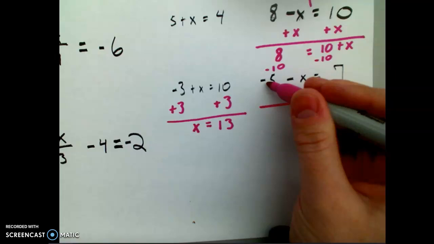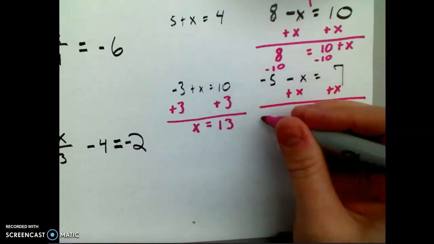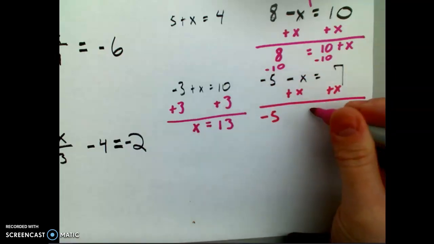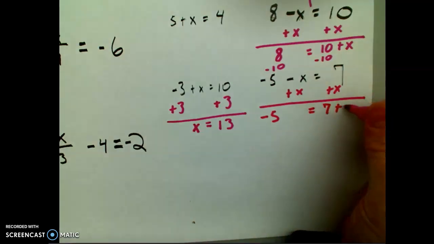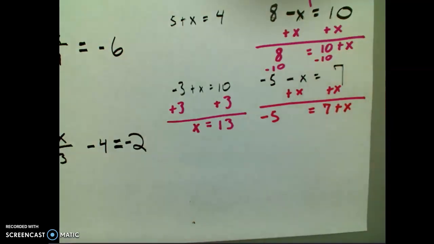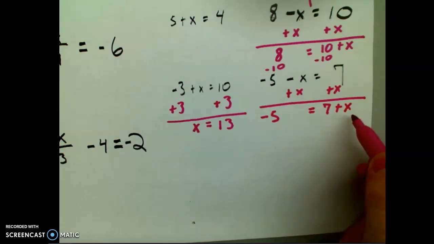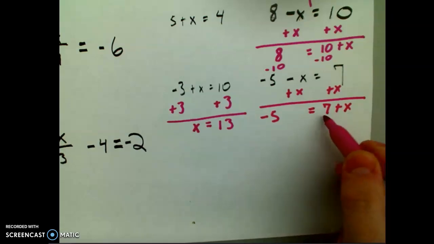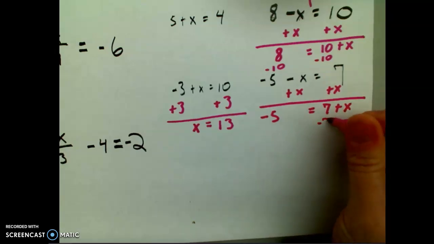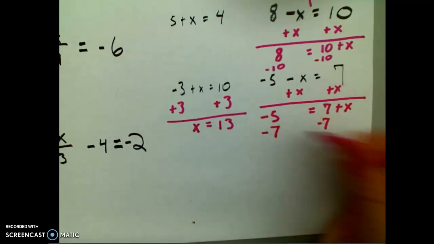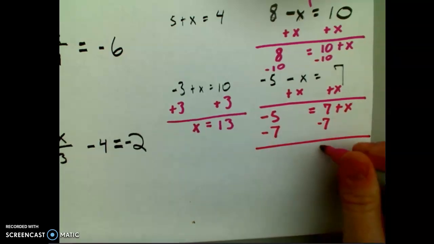And when I bring this down, I need to remember this negative is stuck to the 5. And now x is over here. So I need to look at this, and I need to get rid of that 7 by subtracting. X is alone.